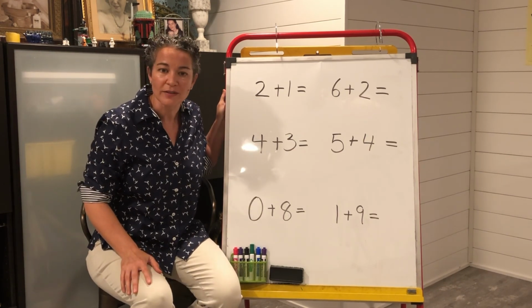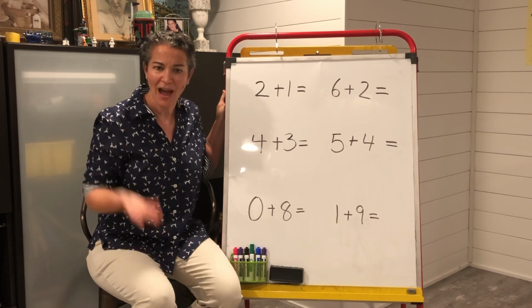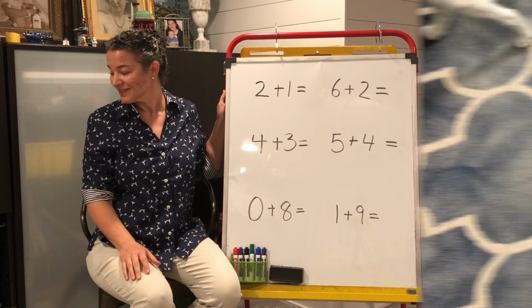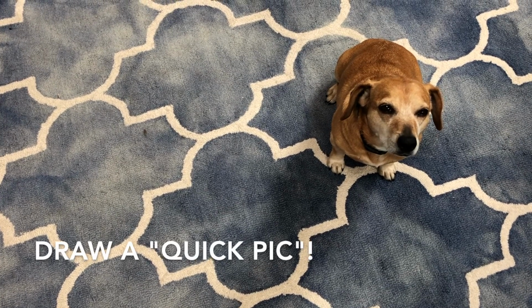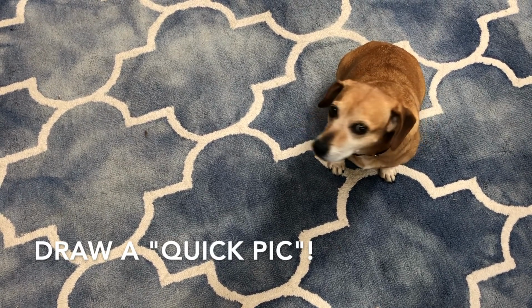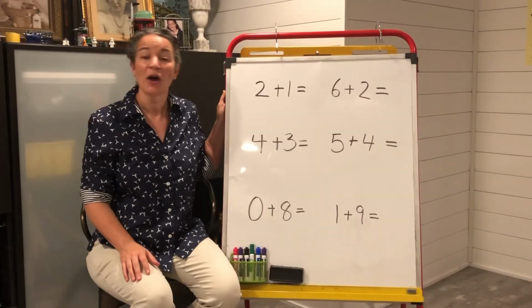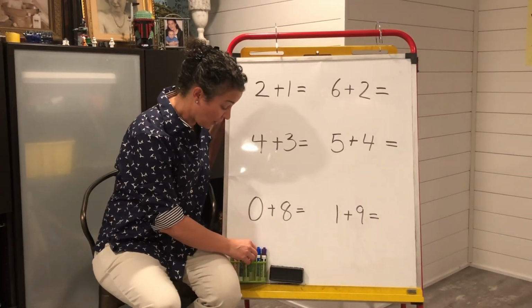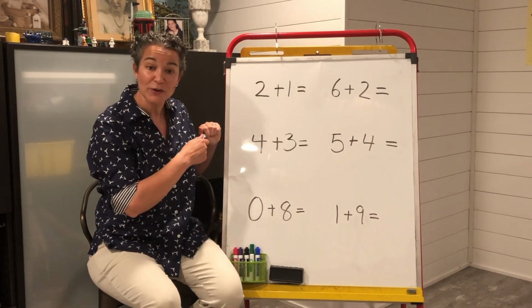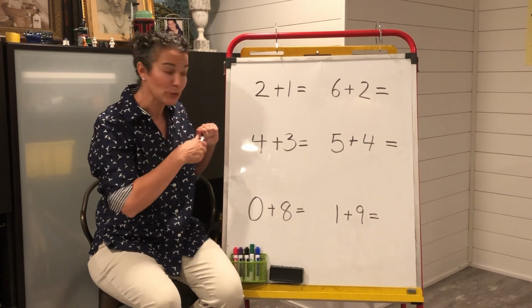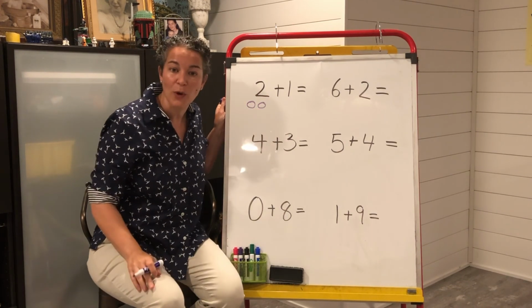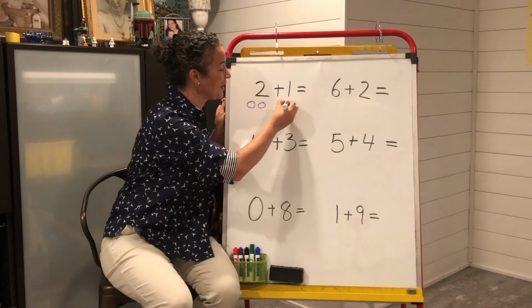2 plus 1, 2 plus 1. I want to use my favorite strategy. Penny, what's my favorite strategy? Penny says I need to draw a quick pick, and she's right. That's my favorite strategy. All right, my friends, 2. How many counters do I need for 2? Yeah, I need 2 counters. 1, 2. How many counters do I need for 1? You're right, I need 1 counter.